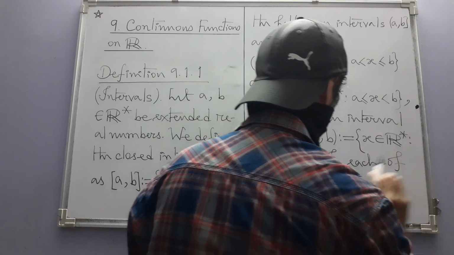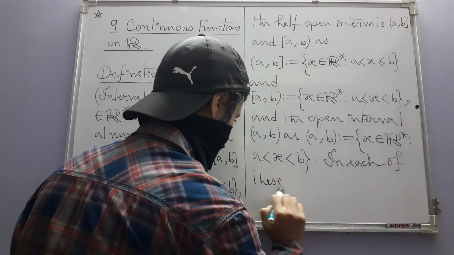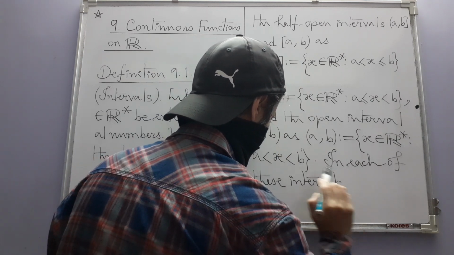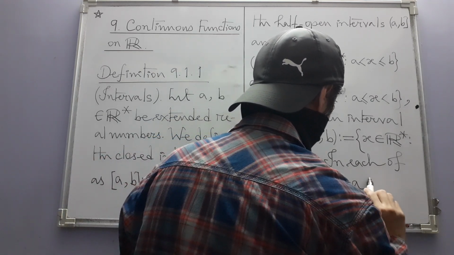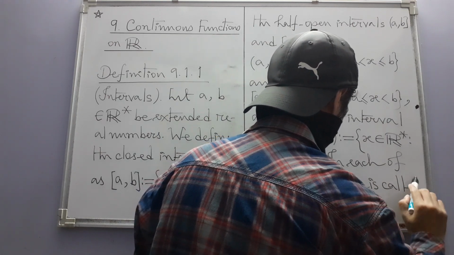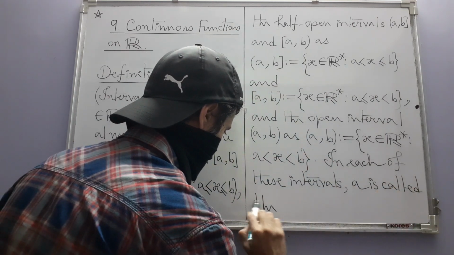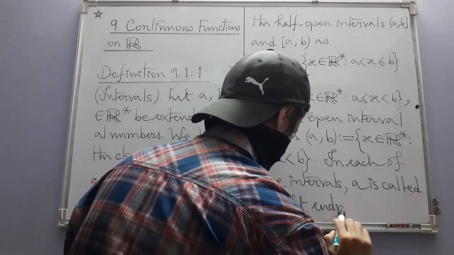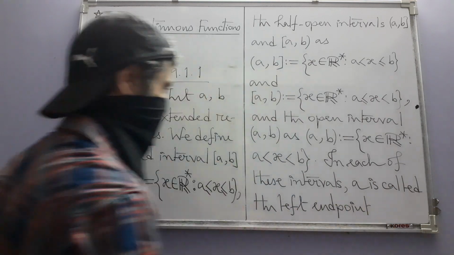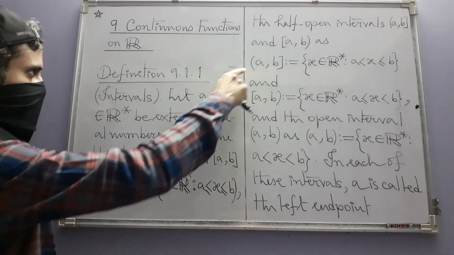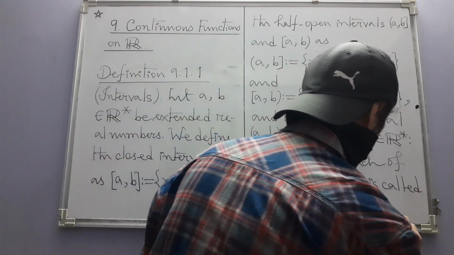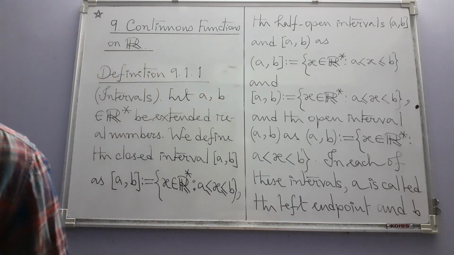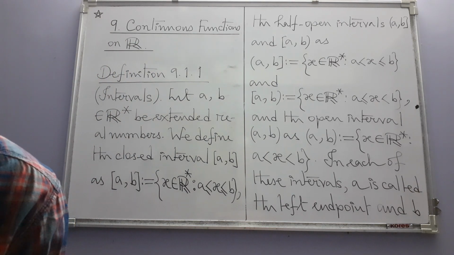In each of these intervals, a is called the left end point. a is called the left end point and b is called the right end point. That it makes sense. Okay, that's a natural name.